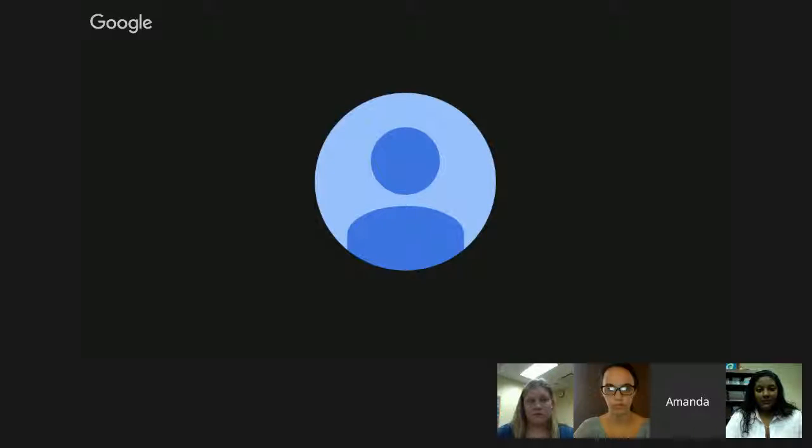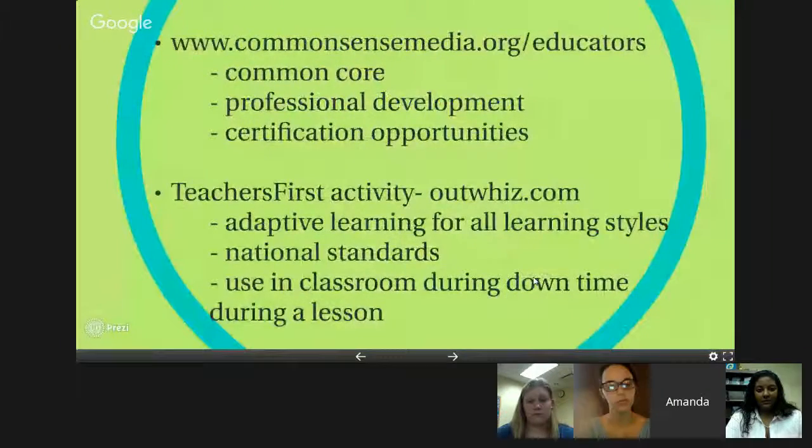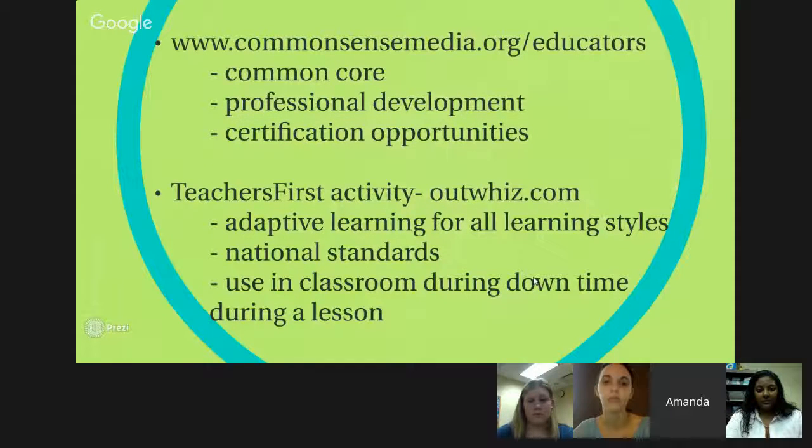And then my examples for this: the first one was Common Sense Media, and this one allows teachers, parents, and students to access information and resources for digital tools. Also, teachers can keep up with up-to-date digital tools that will help improve their students' learning. And this website also includes Common Core connections. They list apps and games that kids can use that incorporate the Common Core standards. And also, teachers can use this to get certification for teachers and schools by educating students with online safety.